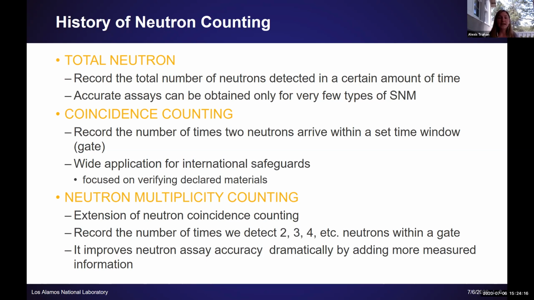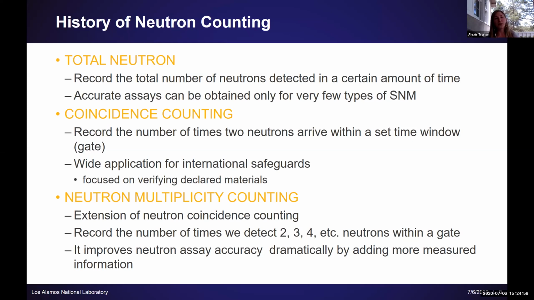As pulse processing electronics and other parameters of detectors, materials and so on improved over time, we moved on to coincidence counting. Coincidence counting is where we record the number of times that we get two neutrons within some set time window that we call a gate. So we're looking for pairs of neutrons, and the reason is that pairs of neutrons can typically be associated with fission events. This has a really wide application for international safeguards. Coincidence counting is still the neutron counting method of choice for identifying and characterizing the special nuclear material in a lot of applications.